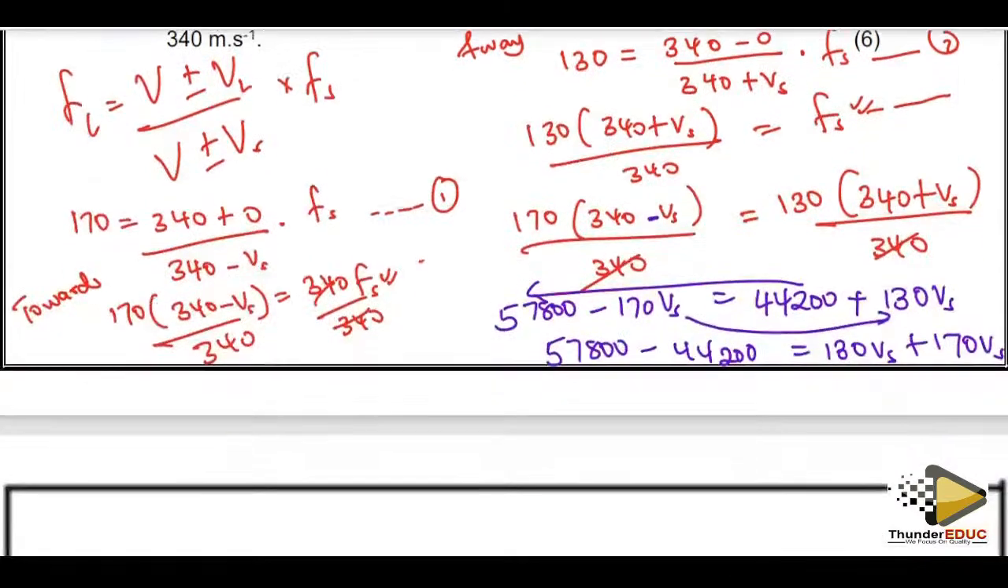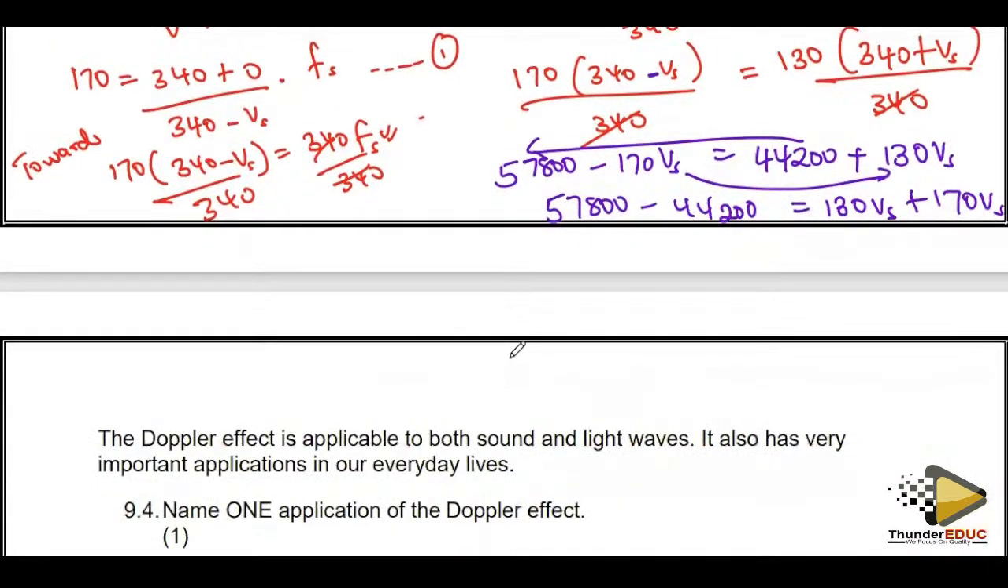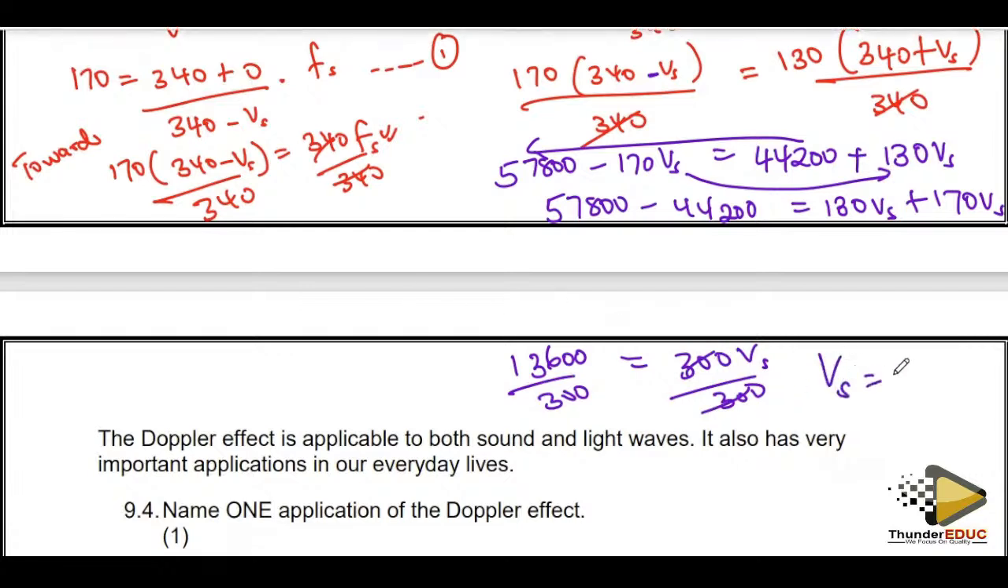13600. And then when I add 130 and then 170, is it a 300? Correct. That's 300 Vs. Then I'll divide both sides by 300 over 300. Okay, so dividing that by 300, I'm getting 45.33. So Vs is 45.33 meters per second.